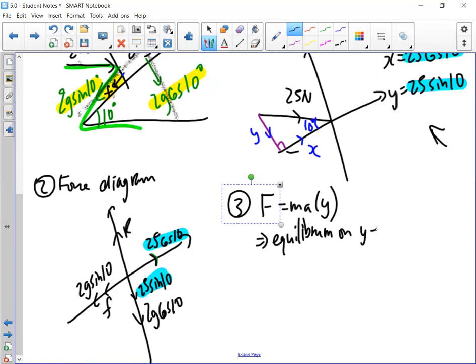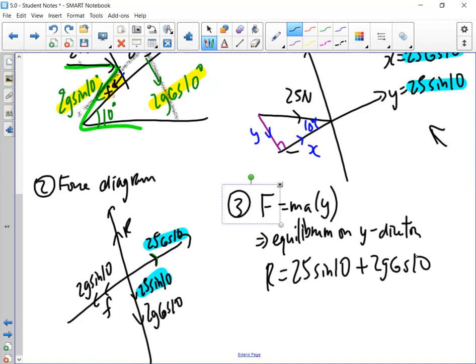Equilibrium on y direction. So what can we do? Equilibrium means upward equals downward. R equals 25 sin 10 plus 2g cos 10. Now, what I like to do is put it in a calculator and store it in the calculator.